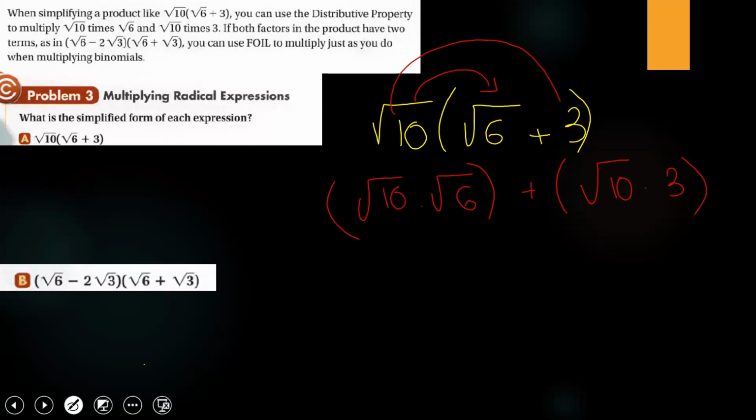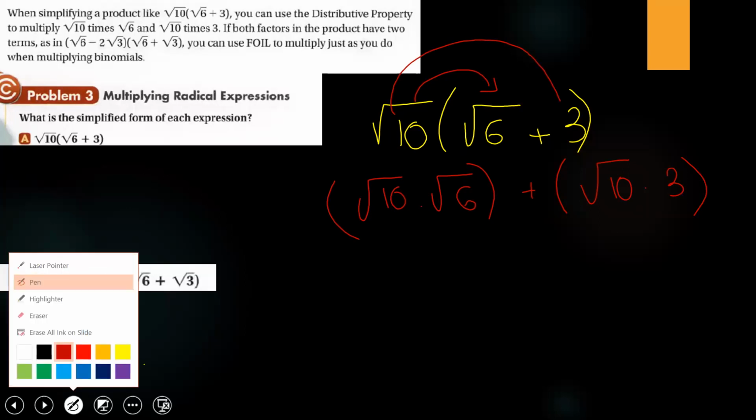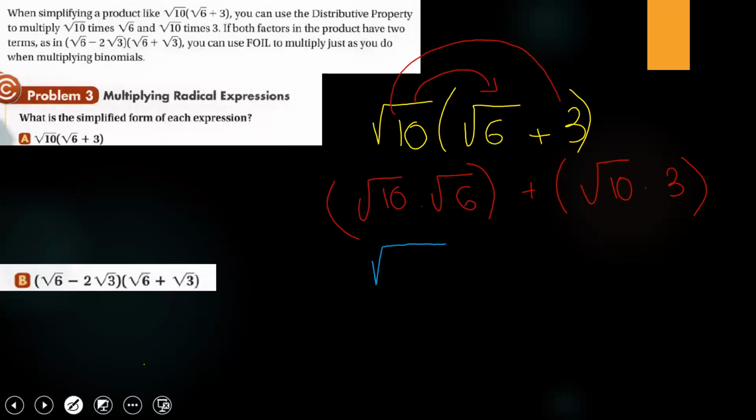We will distribute the square root of 10 into square root of 6, and also into 3. And then, as we learned before, here we have square root of 10 and square root of 6. We can combine them in one square root, as square root of 60. And here we have 3 square root of 10.